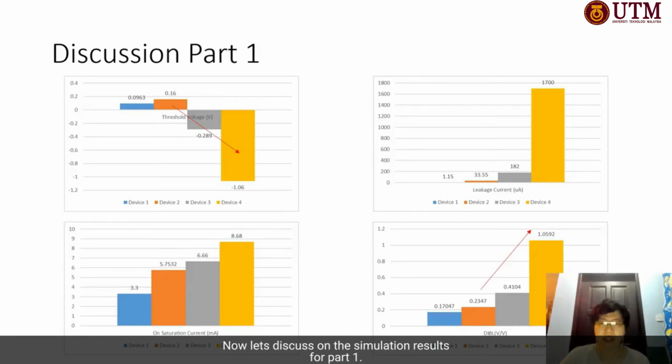Now let's discuss the simulation results for part 1. First of all, let's look at the leakage current for the 4 different devices. Device 1 has only 1.15 microamps, and device 2 has 30 times more leakage current compared to device 1. Device 3 and device 4 have much higher leakage current. This could indicate a problematic design, because during the off state, device 3 and device 4 are consuming a large amount of power due to the large amount of current flowing through them.